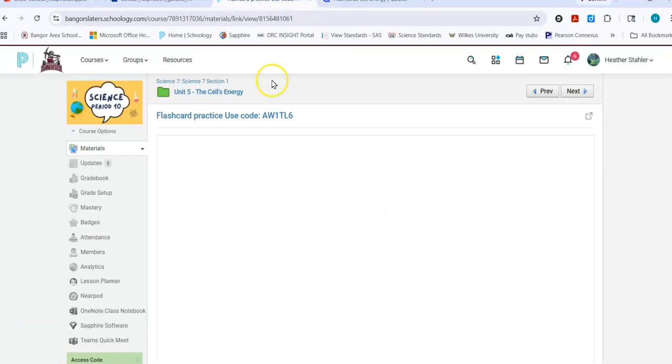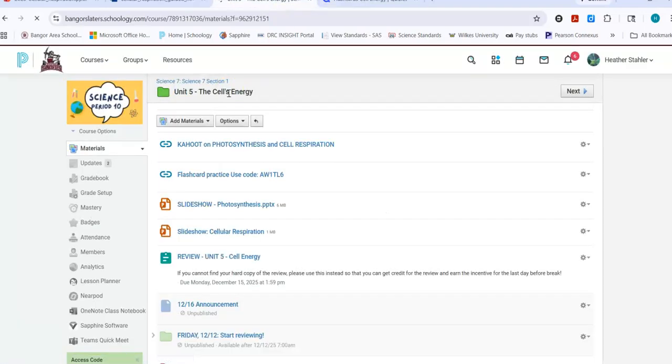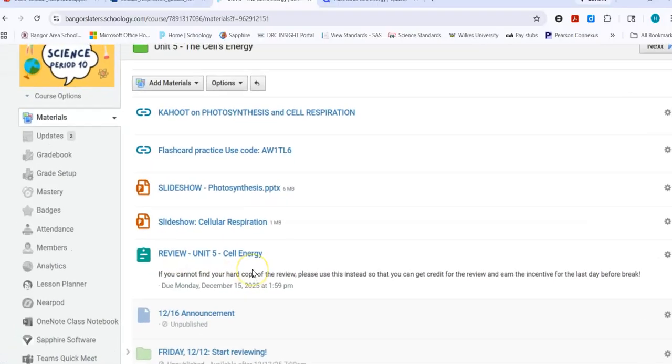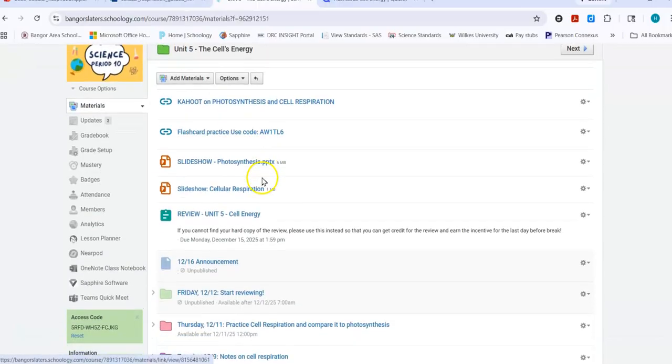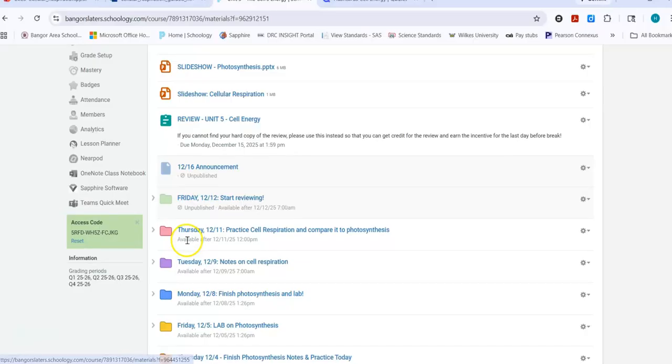So you go back to your Schoology. Here's both slideshows, photosynthesis, cellular respiration. Here's the review. If you did not get the review sheets or you lost them, this is a way that you can click on it. You'd have an electronic copy. If you'll see my document up here, mine looks different from yours, remember? So you can definitely fill that out, and that would count.